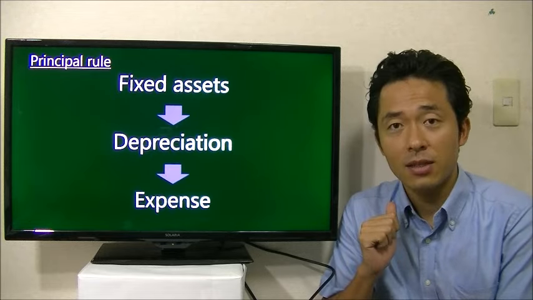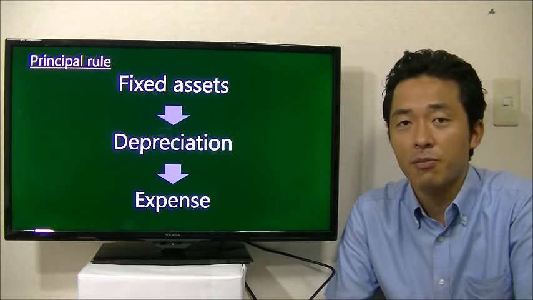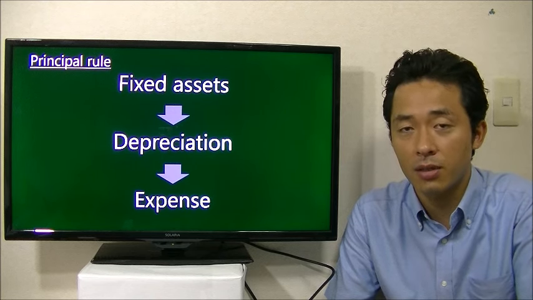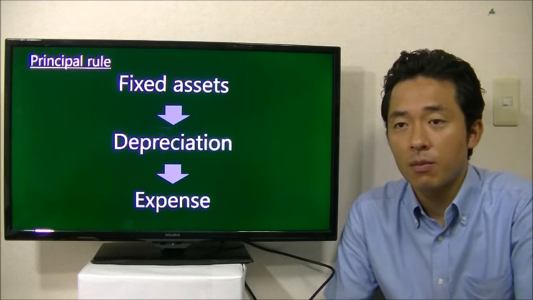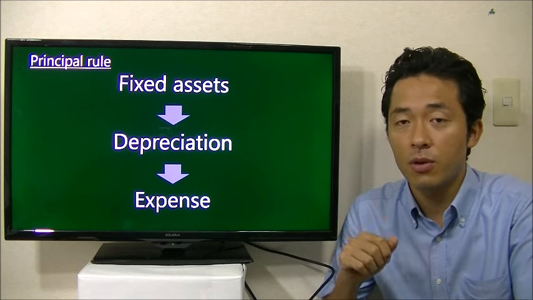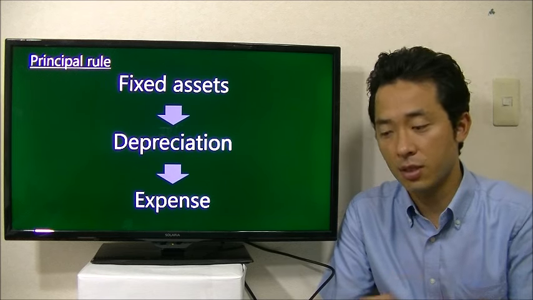So, as it's called a fixed asset, it is an asset, it's not an expense. That means you can't treat it as an expense when you buy it. The fixed asset will become an expense of your company through depreciation. Let me show you an example.